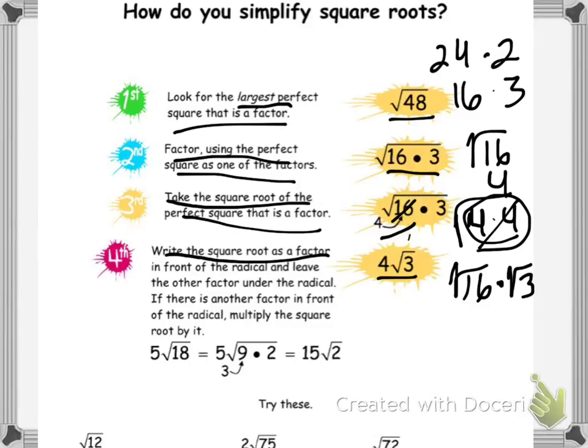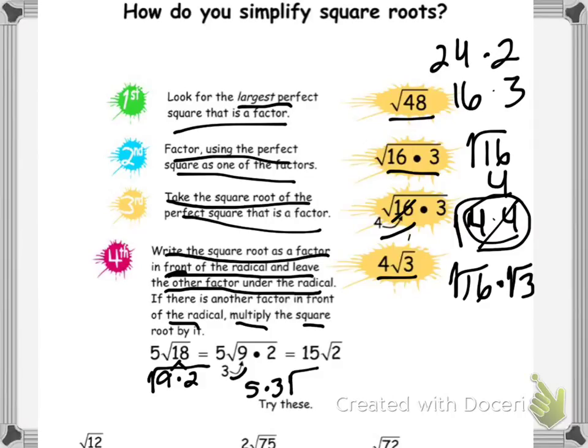So write the square root as a factor in front of the radical, and leave the other factor under the radical. If there is another factor in front of the radical, we're going to multiply the square root by it. So if you notice right here, 5 times the square root of 18. We'll look at 18. That's 9 times 2 makes 18. Well, 9 is a perfect square. Square root of 9 is 3, because 3 times 3 is 9. So that gives me 5 times 3 on the square root of 2, which gives me 15 on the square root of 2.